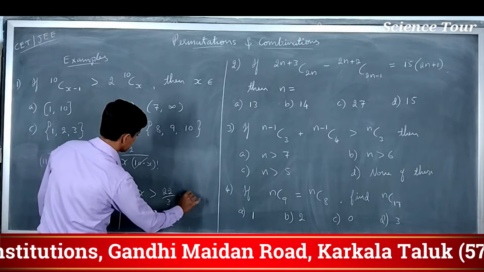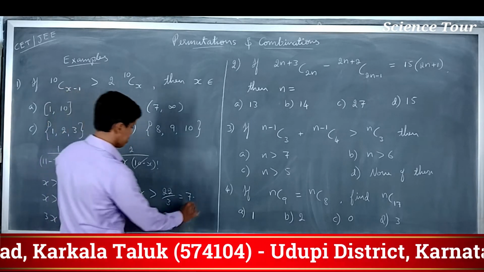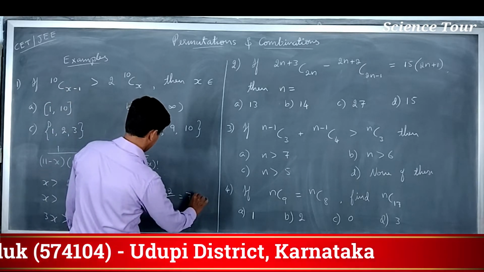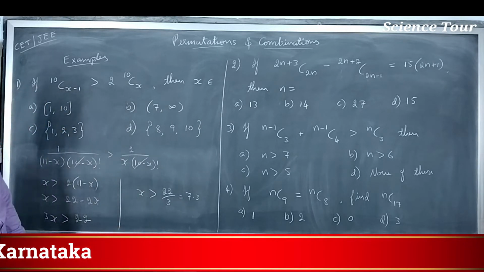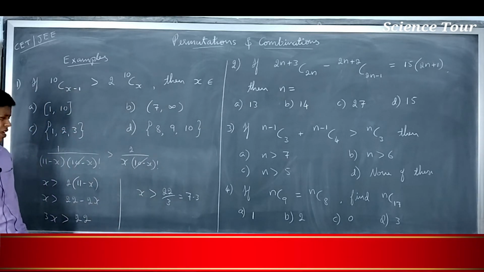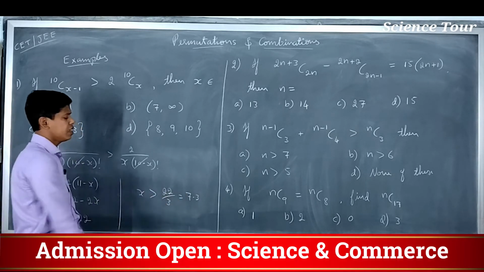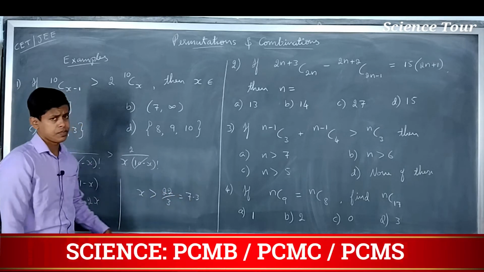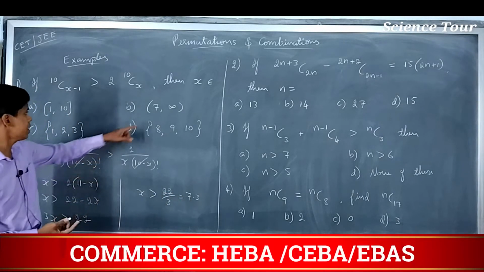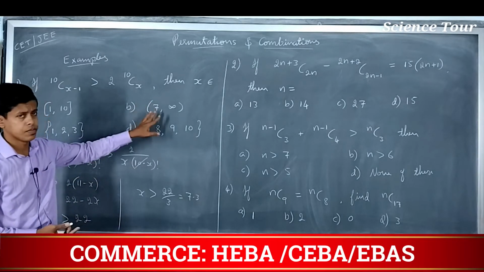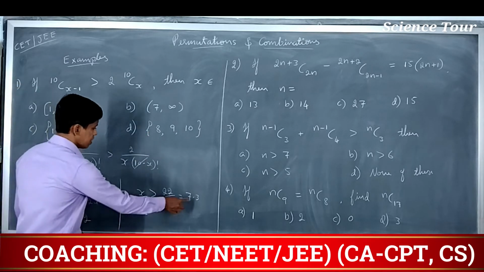Correct. So 22 by 3 is 7.3 and so on. Anyway, it's greater than 7. So x is greater than 7 point something. Can you have 7 in the set? You don't have 7 here, right. So x is greater than 7.3.